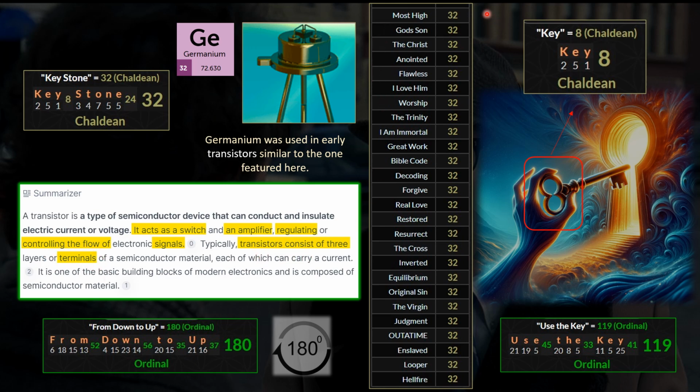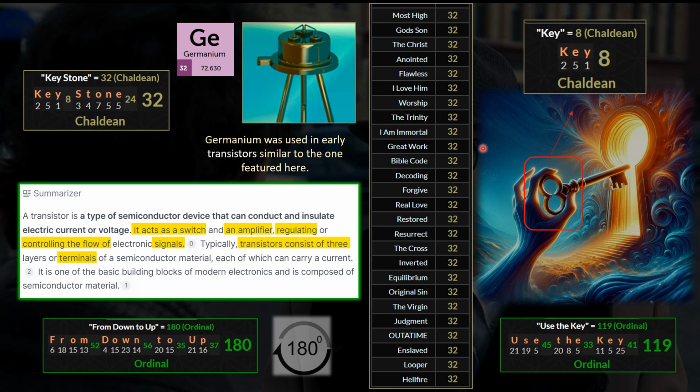Looking to the Chaldean to get an understanding of the number 32, we see here that it matches the words Most High, God's Son, the Christ, Anointed, Flawless, I love Him, Worship, the Trinity, I'm immortal. So we see a lot of Jesus references here with the number.